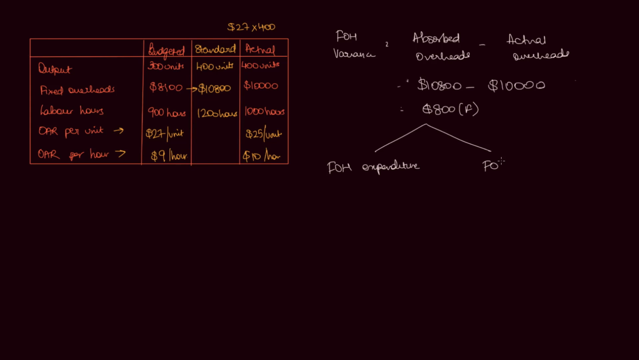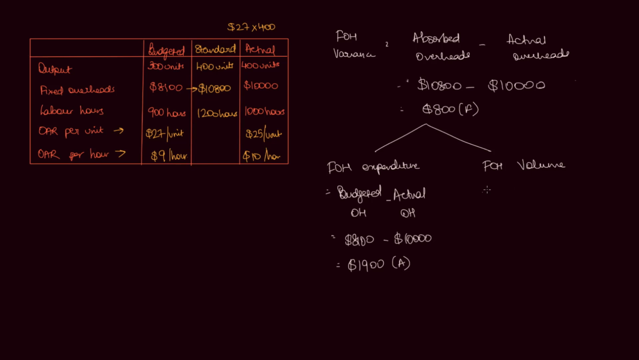Now this can be further subdivided into fixed overhead expenditure variance and fixed overhead volume variance. Expenditure variance is simply the difference between budgeted overheads minus actual overheads. And I've already given you the reason why. So budgeted overheads were $8,100, which means that as per management's estimates, over the year or over the budget period, only $8,100 should have been spent. But in reality, the firm spent $10,000, which is more than what was budgeted. So $1,900 adverse variance.